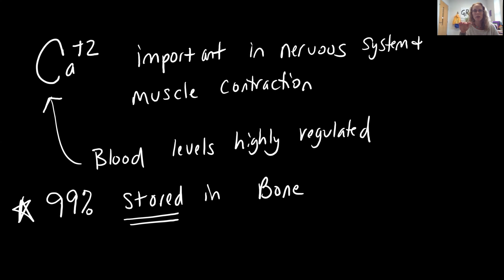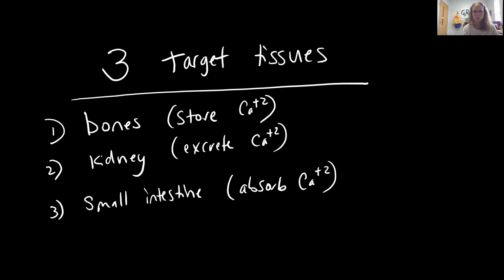We need to make sure it's at our homeostatic normal. And we'll see that 99% of the calcium in the body will be stored in the bone. So clearly this is an important place where, if we have extra calcium, we can store it away, stick it in the bone. If we don't have enough calcium, well, that's okay. We've stored some in the bone. So let's go ahead and access that calcium.